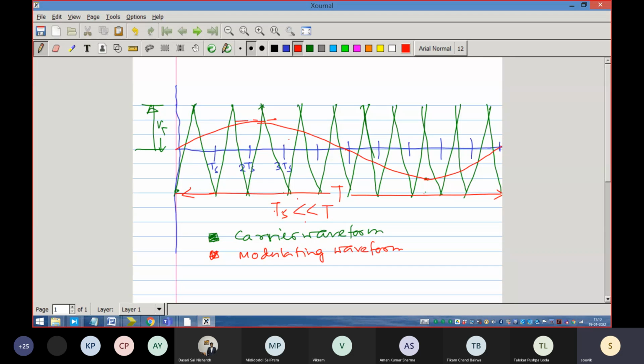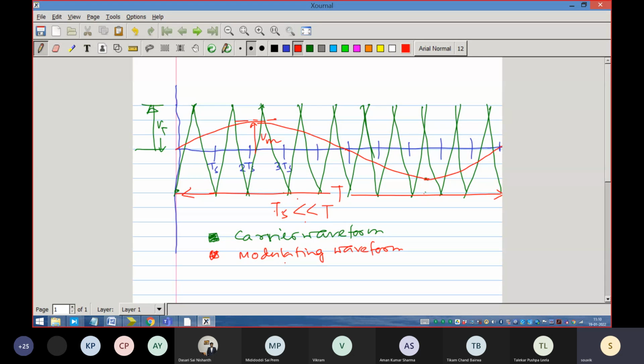Okay, but TS is very large. Let us say 2000 times more. So it doesn't matter. T will vary, but it will not vary so much that the basic relationship is violated. TS will always remain very much greater than T, right? So this is called the modulating voltage. This will be VM, right? VM sine omega t.